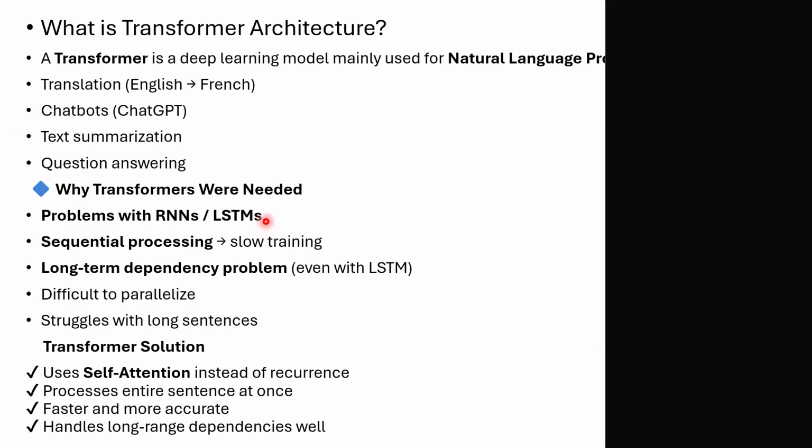Still, LSTM is not enough. Even though LSTM is better than RNN, it still has problems. It still reads the words one by one, which is a slow process. It still struggles with longer sentences and is harder to use with parallel processing. So we need a model that can look at the whole sentence at once and remember long-range relationships. That's why transformers were introduced.